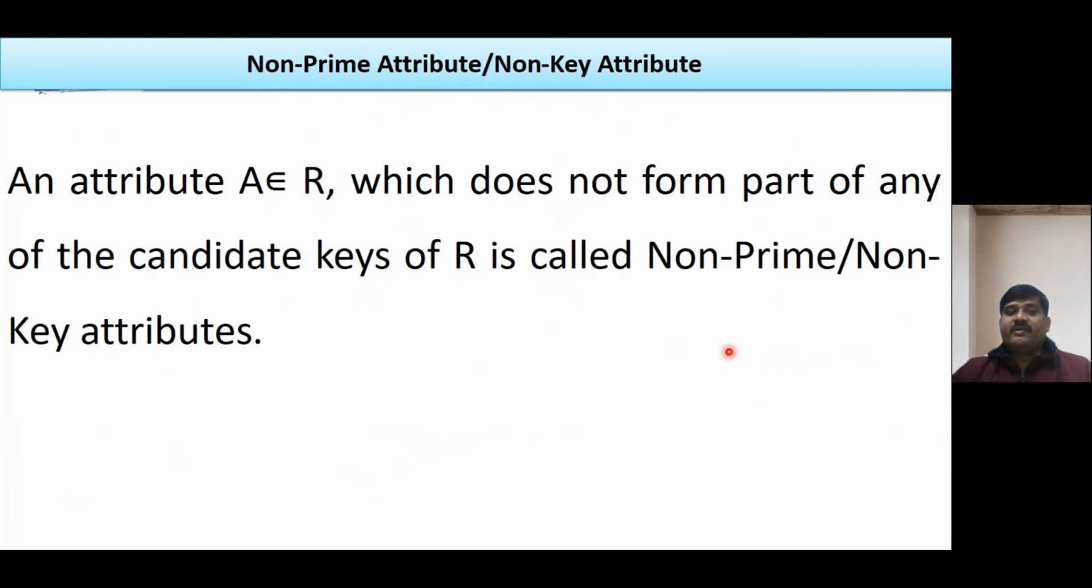So see here, an attribute A belongs to R which doesn't form part of any of the candidate keys K1, K2, Kn, then that A is called non-prime or non-key attribute. So that's all about functional dependency. Then how key is related to functional dependency, trivial FD, and non-prime attributes and prime attributes.